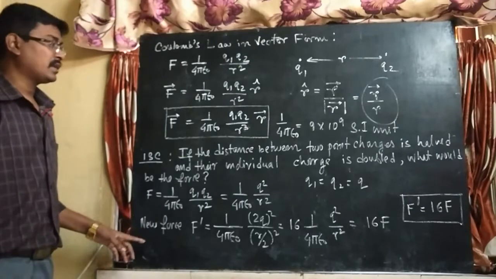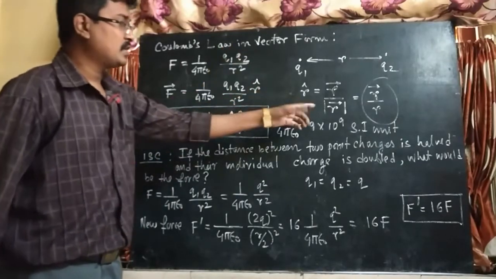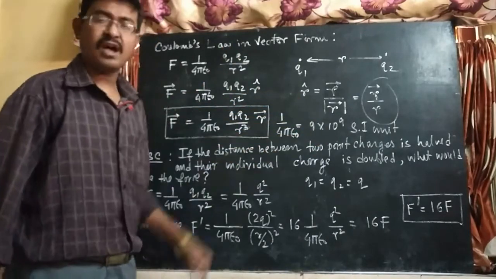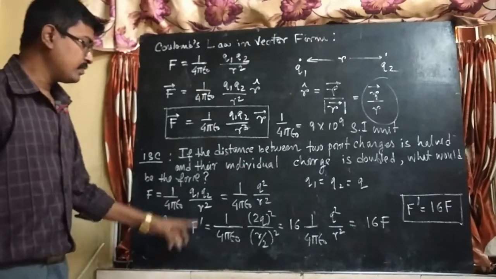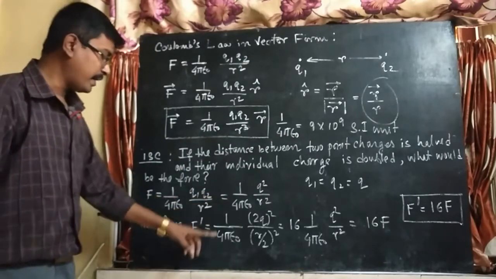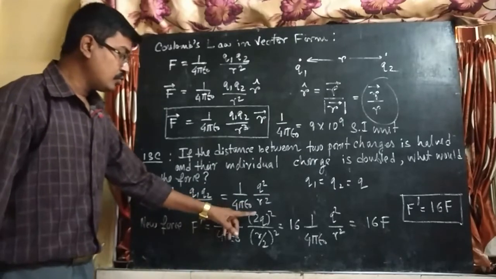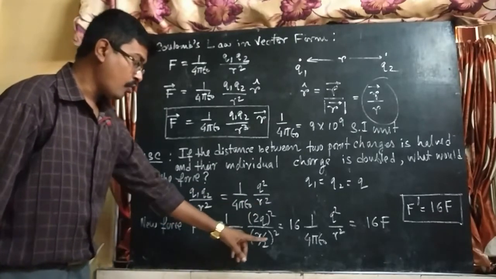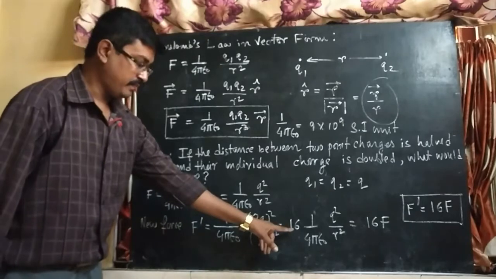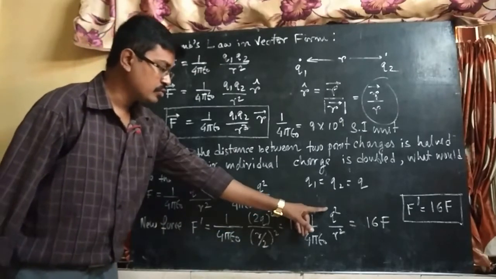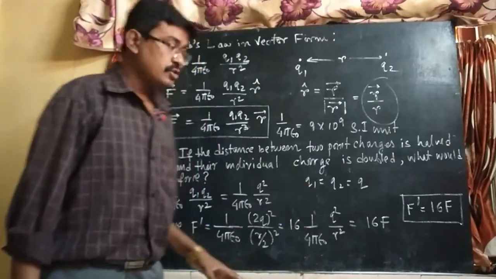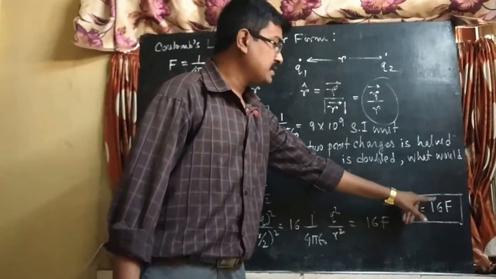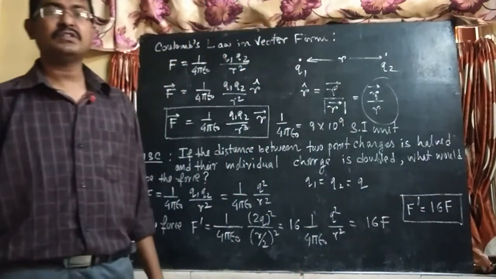Now the charges have been changed, the charge becomes double and the distance is halved. So we can say that F prime, the new force, is equal to 1 by 4 pi epsilon 0 times 2q whole square by r by 2 whole square, which equals 16 times 1 by 4 pi epsilon 0 q square by r square. So F prime becomes 16 times the original force.